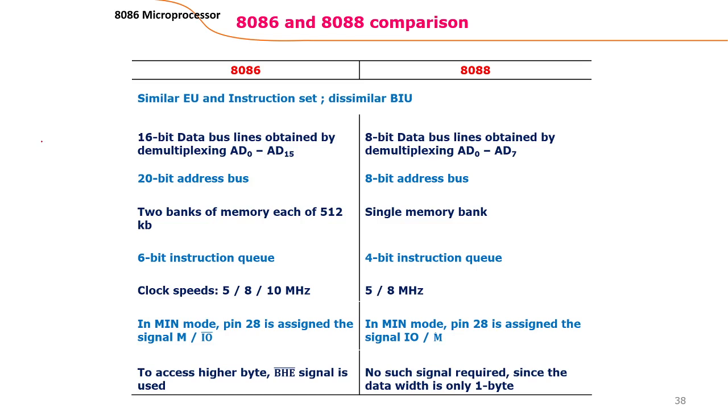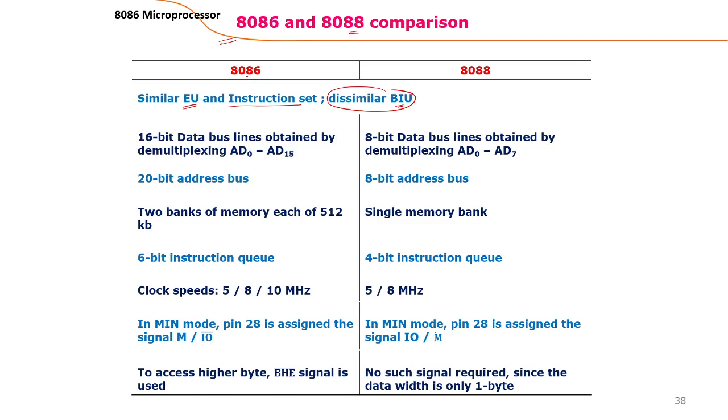So up to this point, the basic instruction set of 8086 has been discussed. The next point we will be discussing is the difference between 8086 and 8088. Here a comparison is done. The similarity is that in 8088 and 8086, the execution unit and instruction set are common, but the only difference is the bus interface unit.